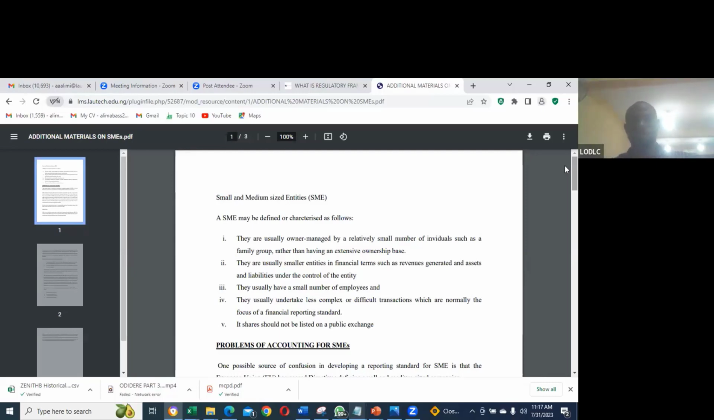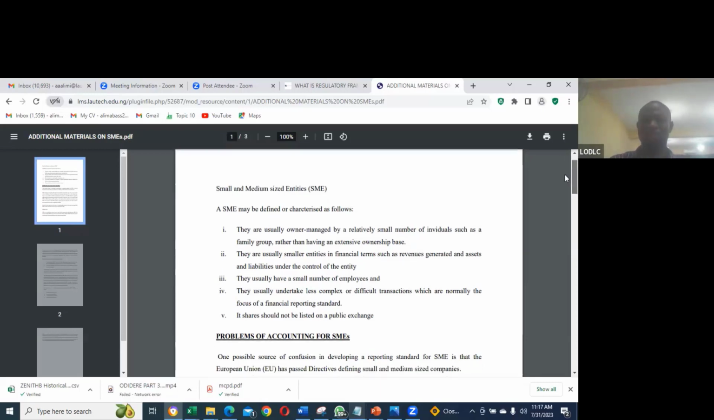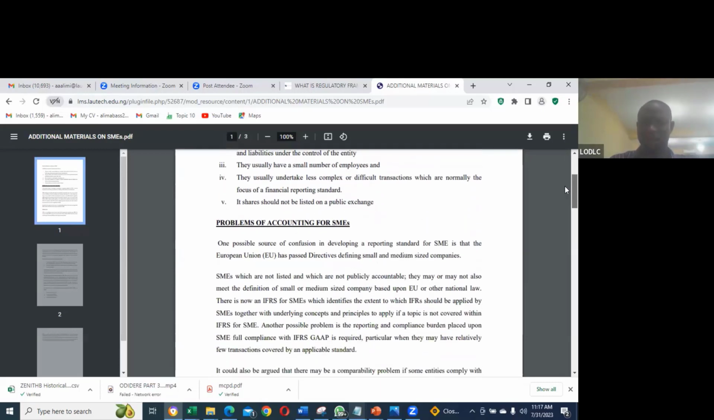Another definition is they usually have a small number of employees. So you can define SME as an entity that has a very small number of employees. They usually undertake less complex or difficult transactions. So any entity or transactions that are not complex in nature is handled by what? SME. Then another definition is its shares should not be listed on a public exchange. So any entity whose shares are not listed on a public exchange is regarded as what? SME. That's the definition of SME by the IFRS.